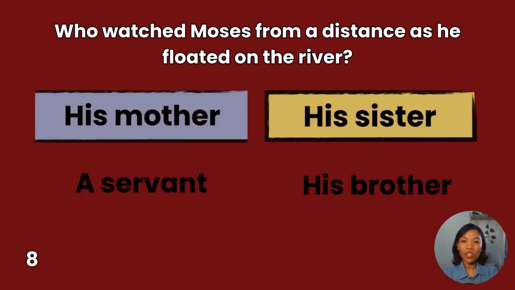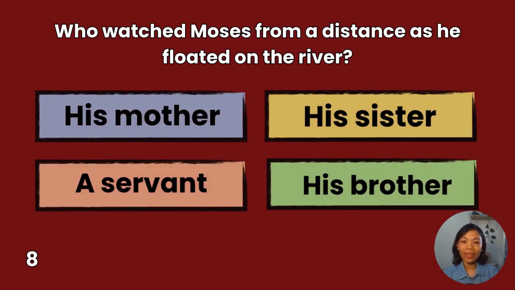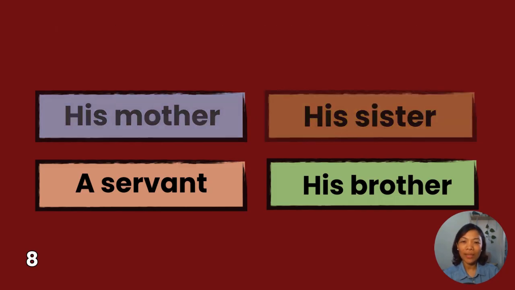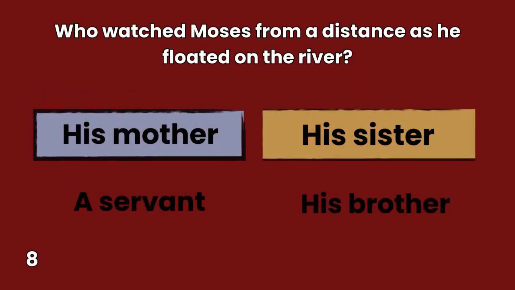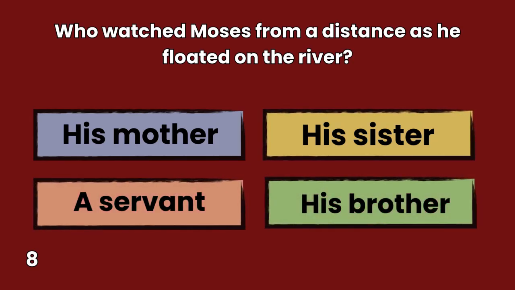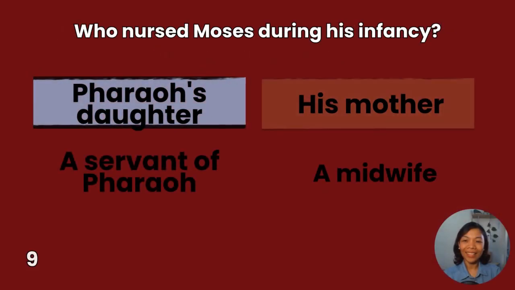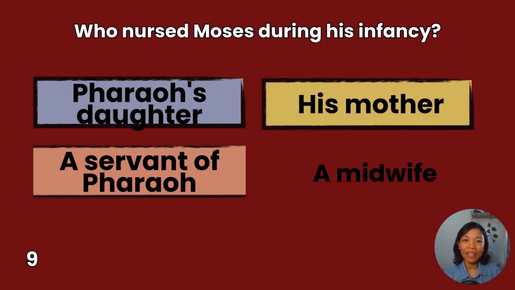8. Who watched Moses from a distance as he floated on the river? His mother, a servant, his sister, his brother. You have 10 seconds to answer. The answer is his sister, Exodus 2:4, and his sister stood afar off to know what would be done to him.